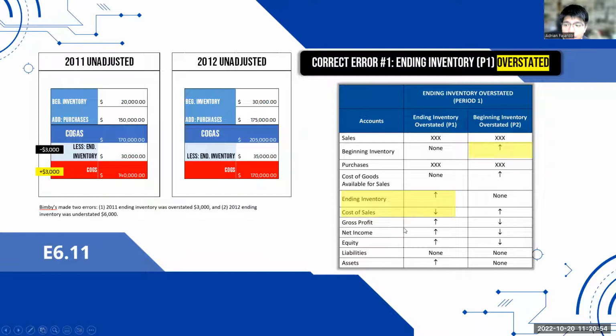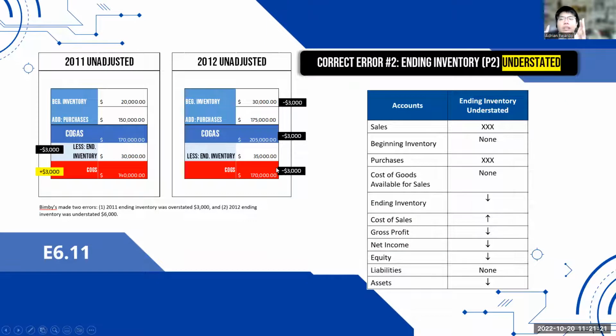So yung gross profit and net income and assets, wala naman siya sa given, so we can ignore. Beginning inventory mo is understated, ay overstated, and therefore we have to subtract 3,000 in your beginning inventory. Si cost of goods available for sale is overstated, so we have to subtract 3,000. Your cost of sales would be overstated, and therefore we have to subtract 3,000. So again, we're done with correct error number 1.